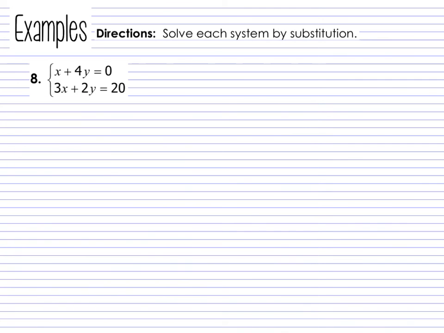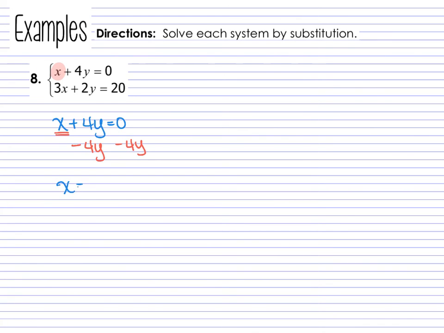Here's number 8, where we're going to do the same thing. We need to get one of the variables by themselves. Just with a quick glance at the two equations here, you can see that the x in the first equation is the only one that has a coefficient of 1. So that's going to be the equation that we're going to work with first to find our substitution. So I'm going to rewrite x plus 4y equals 0. We want to get this x by itself. So to undo what's bothering it, we have to subtract 4y from both sides.